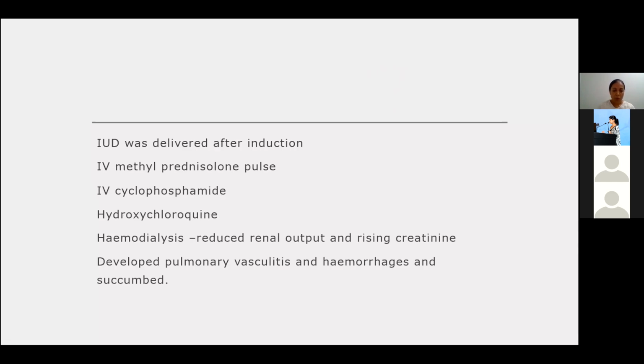First, the obstetricians delivered the dead fetus after induction, and she was given IV methylprednisolone followed by IV cyclophosphamide, and she was put on hydroxychloroquine. She was given hemodialysis, and she was in ICU for about 3 weeks. Unfortunately, she didn't respond to cyclophosphamide and developed pulmonary vasculitis and hemorrhages and succumbed to her illness.